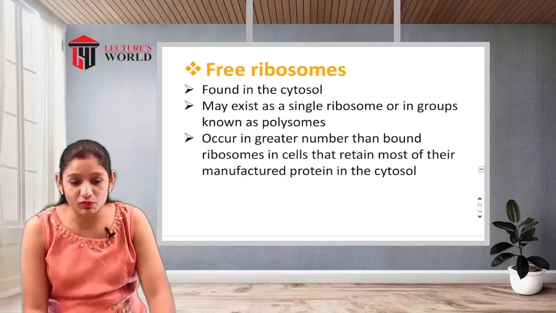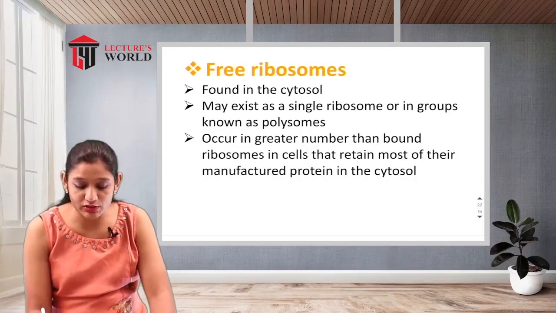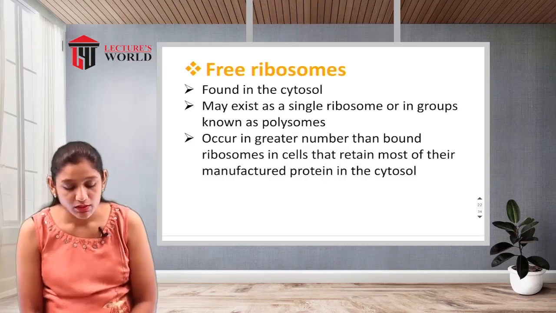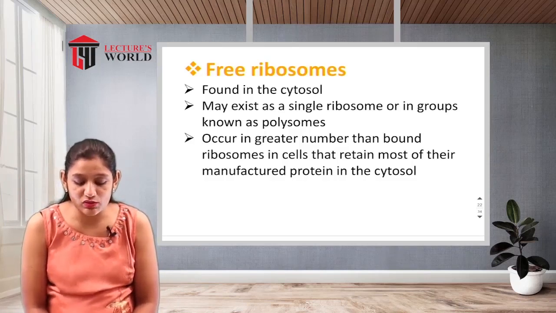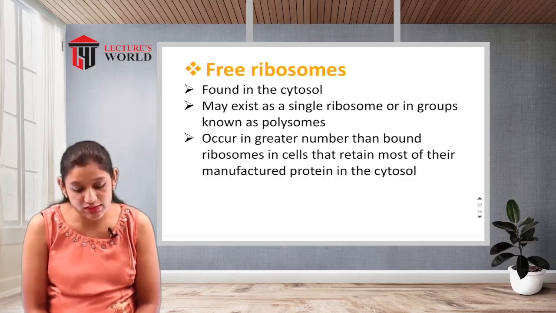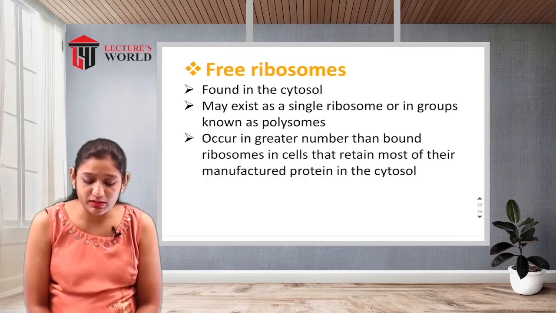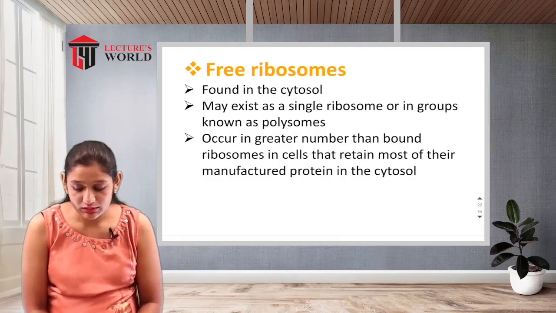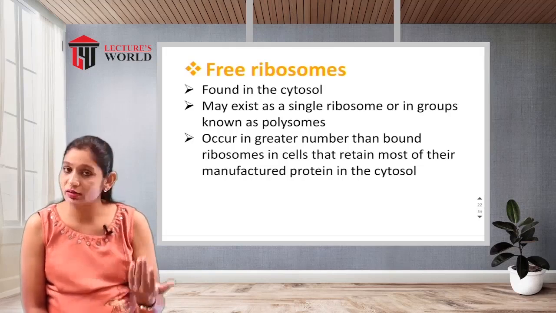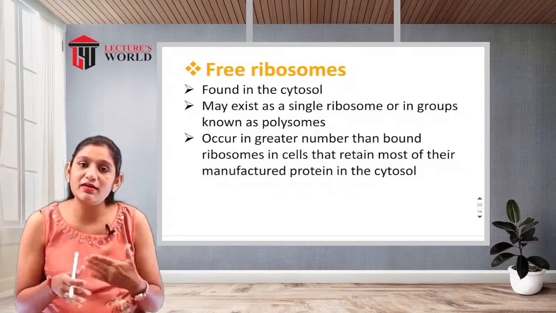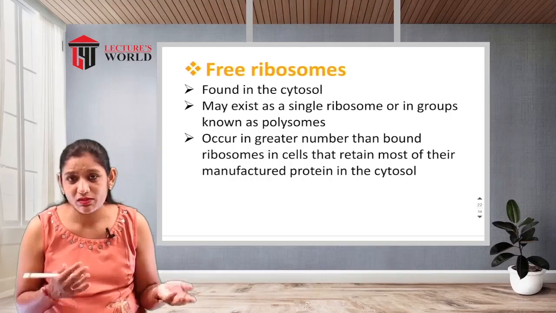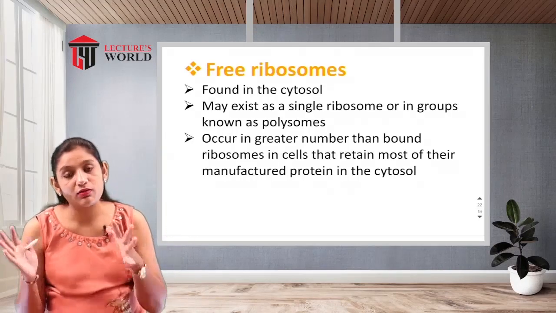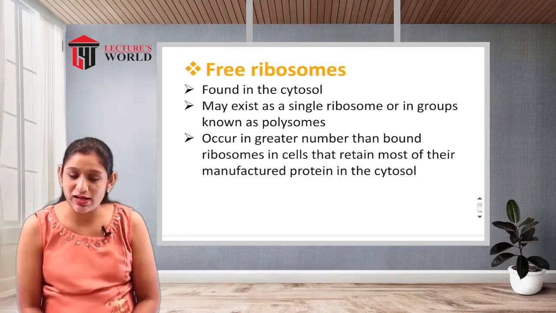Now, free ribosomes are found in the cytosol, in the cytoplasm, and may exist as single ribosomes or in groups known as polysomes. They occur in greater number than bound ribosomes in cells that retain most of their manufactured protein in the cytosol, because the ribosome is a type of factory of the protein. So we are talking about ribosome-style organelles here.